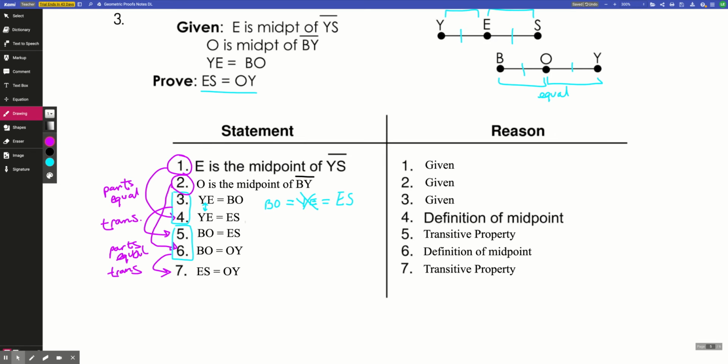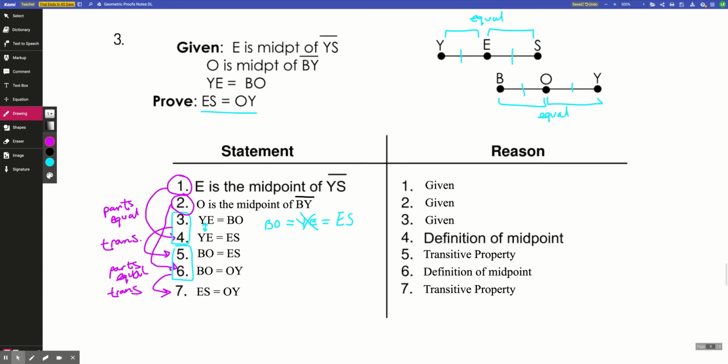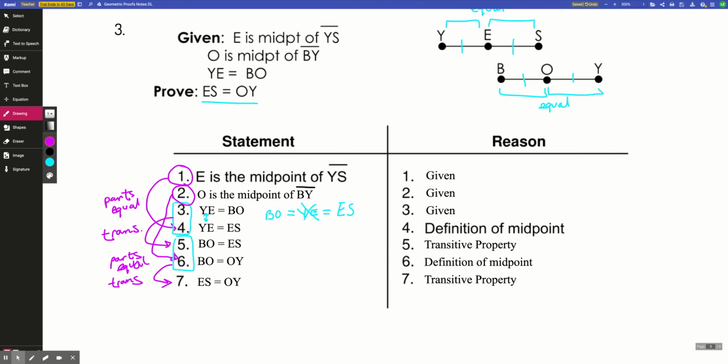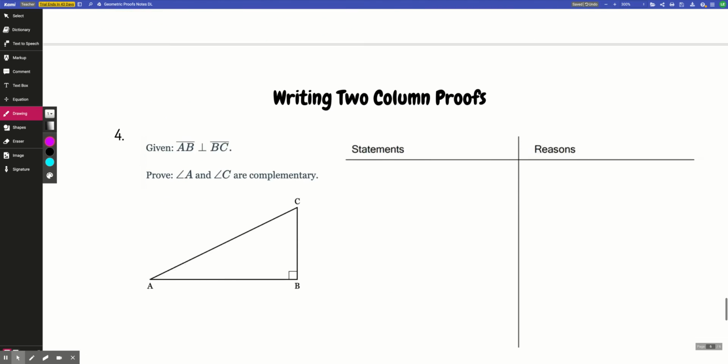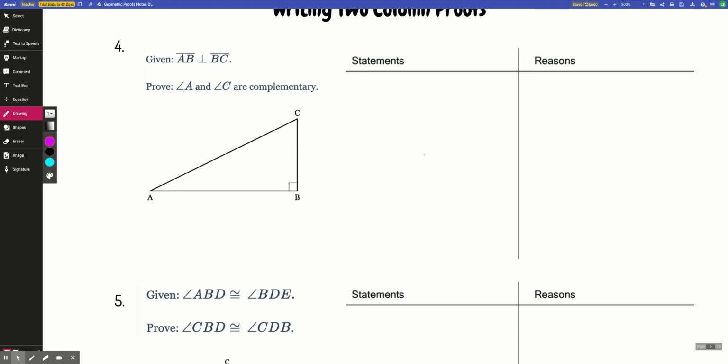All right. So these proofs that we've looked at so far have all been segment proofs. There's one more segment proof at the end, but I want to do one example for you here that is an angle proof. This one is a little bit different, but not too bad, I promise. This one does use a rule that you may not have heard of yet, but that's all right. It's something that you may know about just in general. So let's talk about this one a little bit.